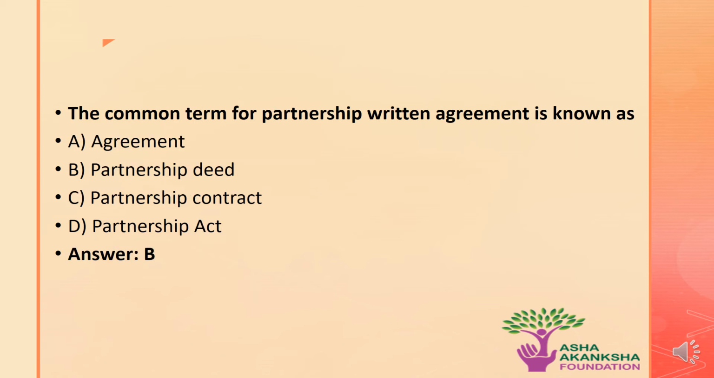The next question is: the common terms of a partnership written agreement are known as which of the following? Options are A, agreement, B, partnership deed, C, partnership contract, or D, partnership act. The correct answer to this question is option B. That means to say, the common terms of a partnership written agreement are known as the partnership deed.